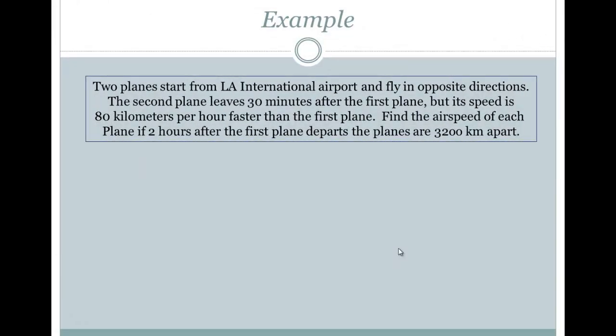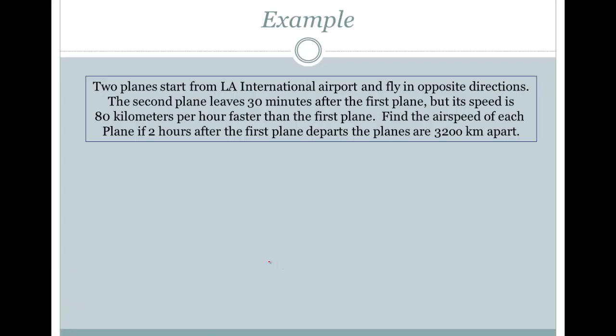Let's look at a couple word problems. Two planes start from LA International Airport and fly in opposite directions. The second plane leaves 30 minutes after the first plane, but its speed is 80 kilometers per hour faster than the first. Find the airspeed of each plane if 2 hours after the first plane departs, the planes are 3,200 kilometers apart. Sounds like a lot of words. Again, you guys have to be able to break this stuff down in order to make sense of it.